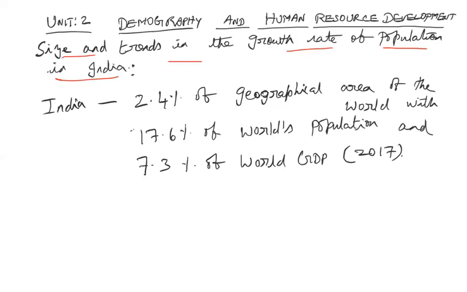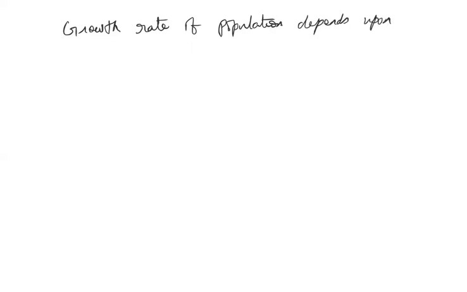So let us check out now with the data, over a period of time, how the size of population and the growth rate of population changed. Before moving into that, see the growth rate of population. How do we calculate the growth rate of population? It depends upon the birth rate and death rate.